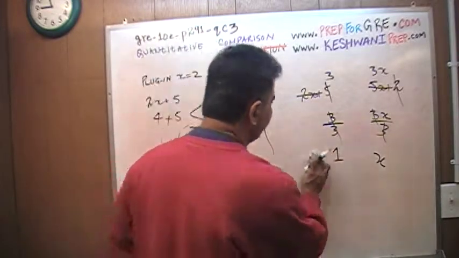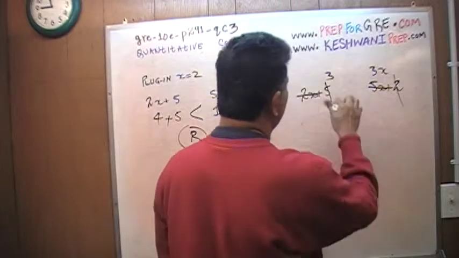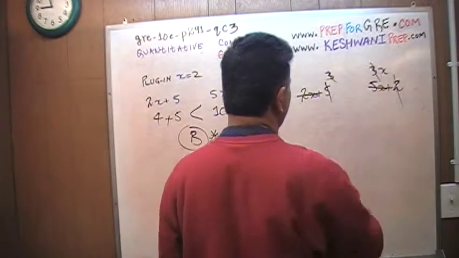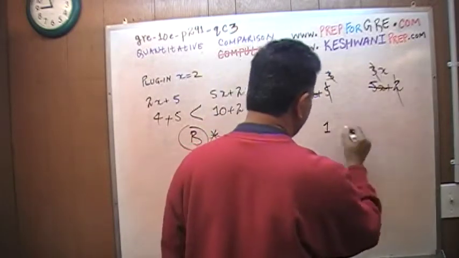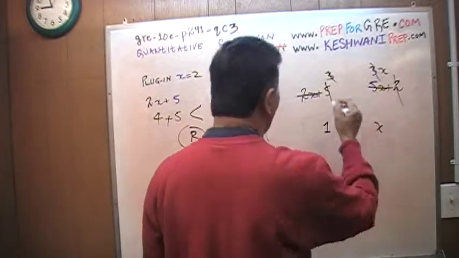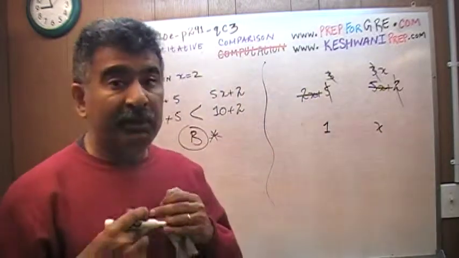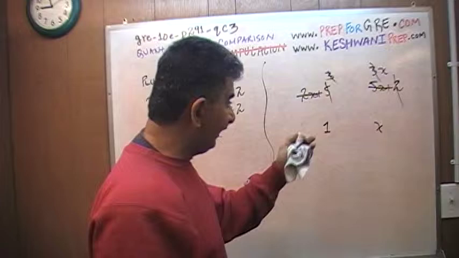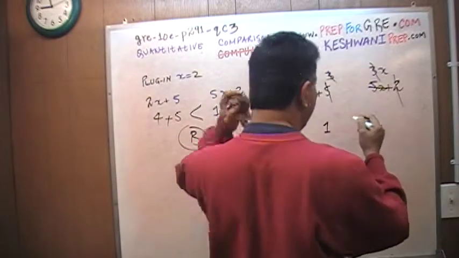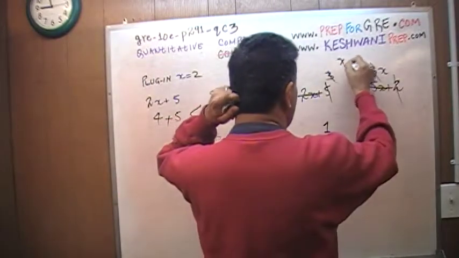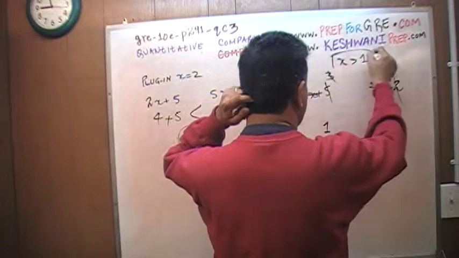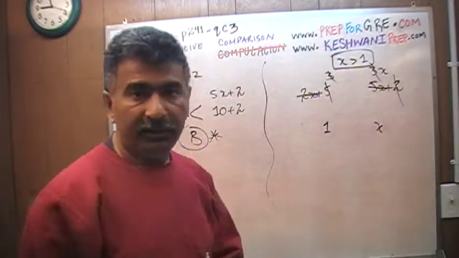Let's do it as grown-up people. Erase this part, divide both sides by 3, and this 3 drops out. So I'm asked to compare 1 versus x, which I have been told is more than 1. They're telling me that x is more than 1.